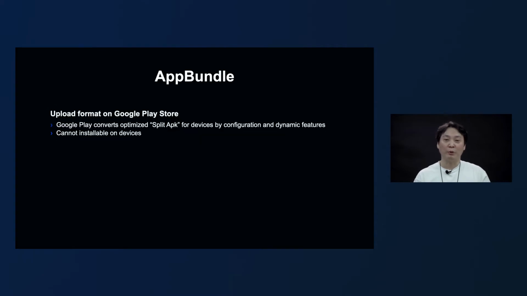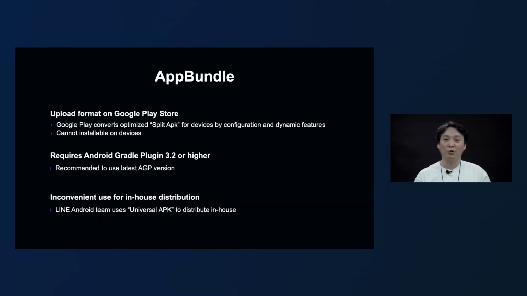AppBundle is a format for uploading apps on Google Play Store. AppBundle itself cannot be installed on devices. Google Play converts the optimized split APK for devices to install on Android devices. Literally, it's a set of split APKs that are divided into pieces, according to criteria such as device type, CPU, configuration and dynamic feature. To use these features, Android Gradle Plugin must be at least 3.2 or higher, and it is recommended to use the most recent version whenever possible.